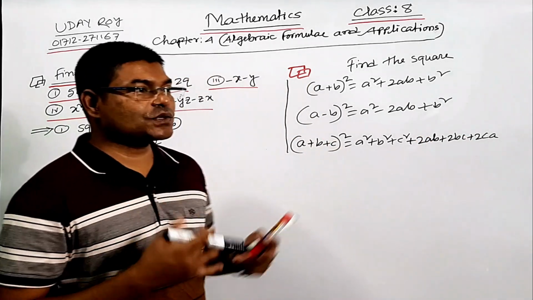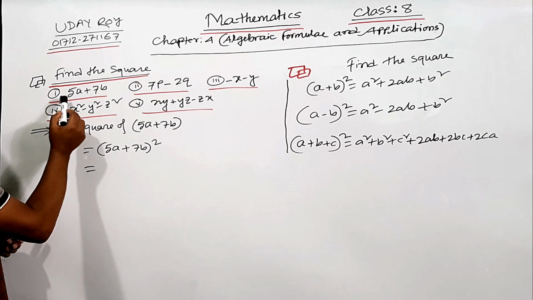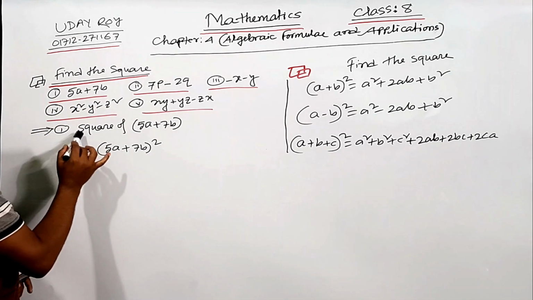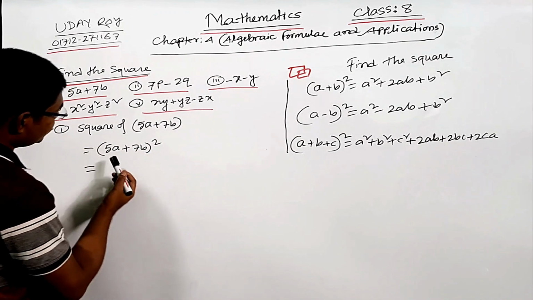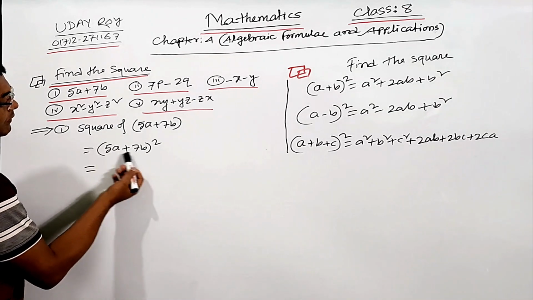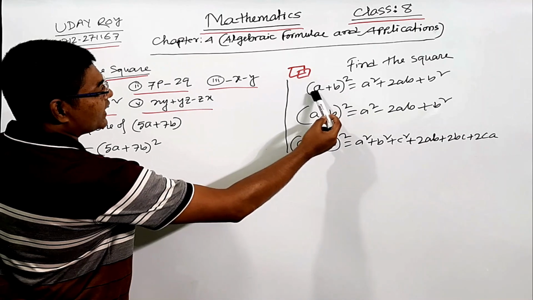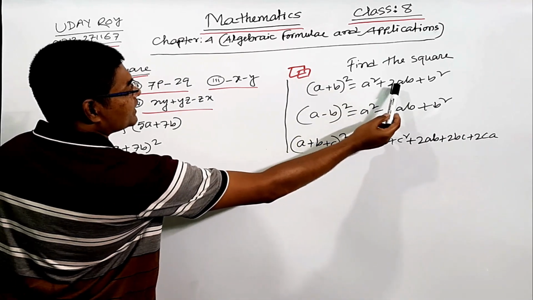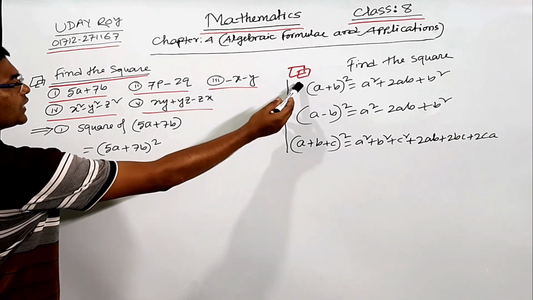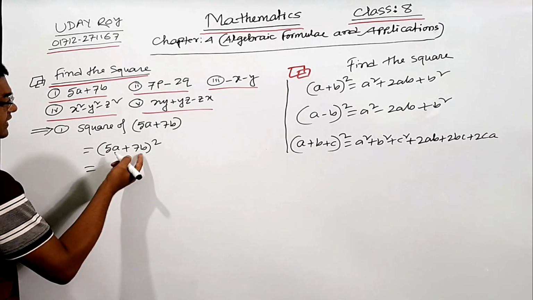So find the square. Let's come back. Here is find the square of 5a plus 7b. Therefore you have to write at first square of 5a plus 7b, so 5a plus 7b whole square. This is a, this is b. A plus b whole square. So we have to follow these rules. Formula: a plus b whole square equal to a square plus twice ab plus b square. Actually when you solve the maths you have no need to write, but you have to keep it in your mind. So this is a and this is b.